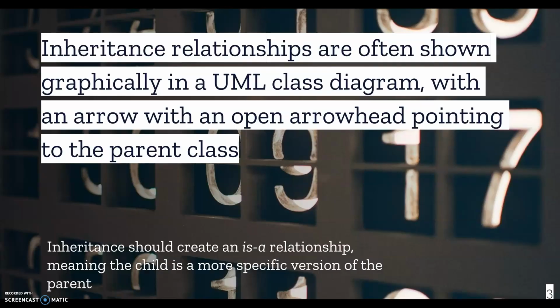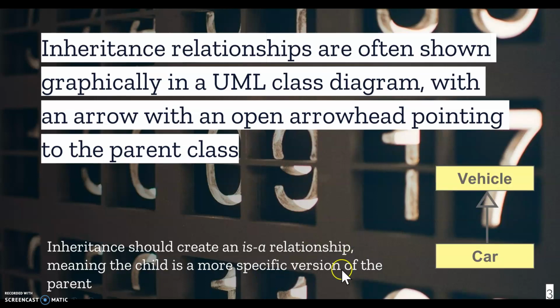Inheritance relationships are often shown graphically in a UML class diagram, with an arrow with an open arrowhead pointing to the parent class. Inheritance should create an is-a relationship, meaning the child is a more specific version of the parent. In this example, a car is a vehicle.